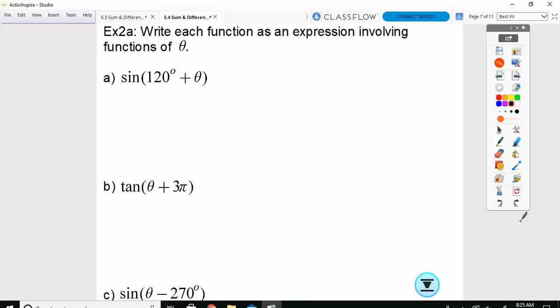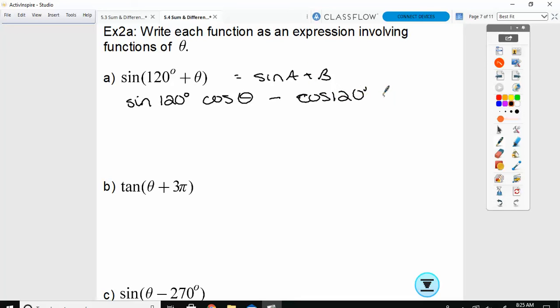What would we have to do here? That's our A plus B. So the A plus B formula is sine of the first, cosine of the second, minus, did I put cosine or sine first when I gave you the formula? Just want to make sure I write it the same way I gave you. I did cosine. Cosine of 120 degrees, sine of the second.